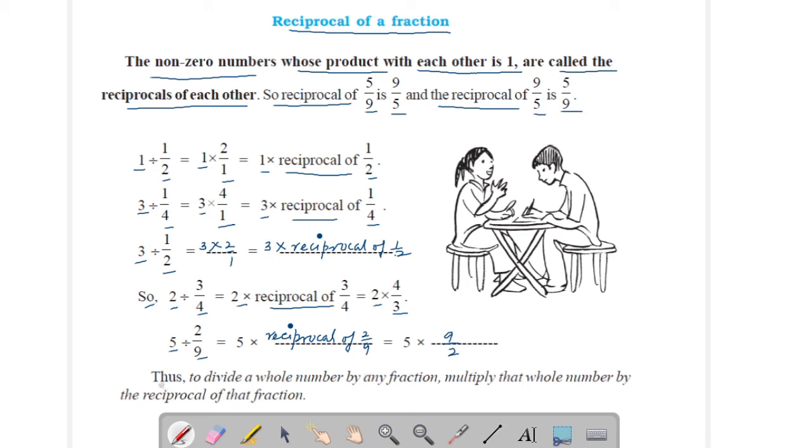What do we conclude from these calculations? We observe that to divide a whole number by any fraction, multiply that whole number by the reciprocal of that fraction. Always remember this.